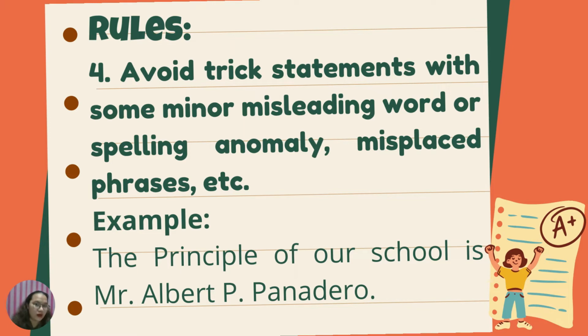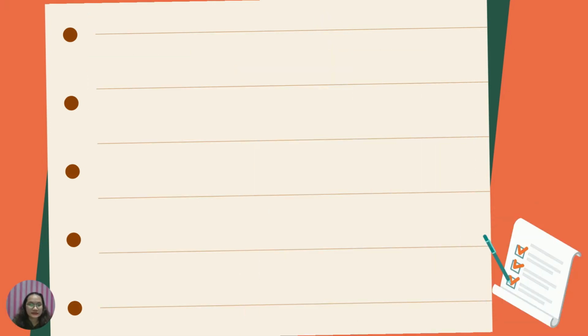The principal of our school is Mr. Alberto P. Panadero. If we look at the sentence, obviously, the statement is false because of the word there. But if we look at the context of the sentence, the word there should be principal. Alright? Next.